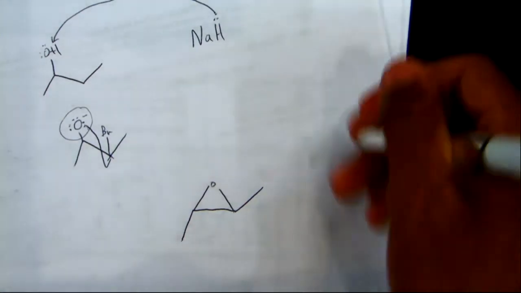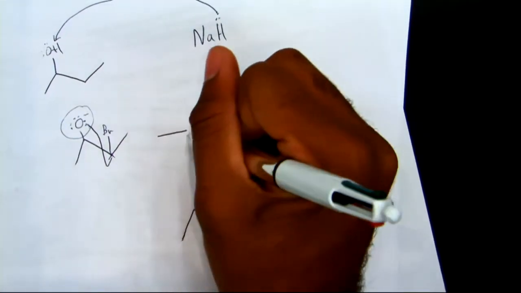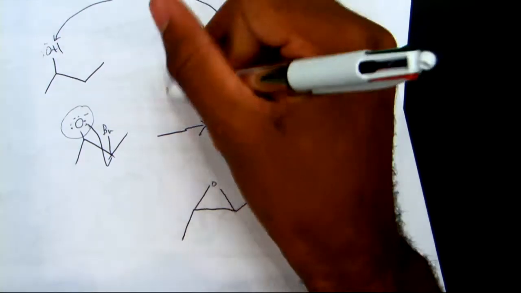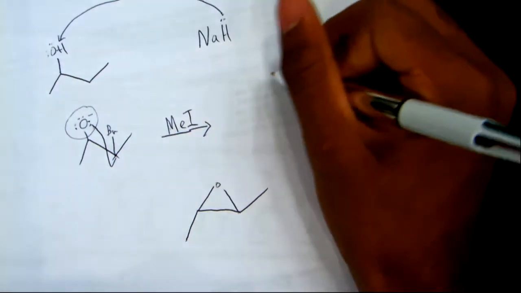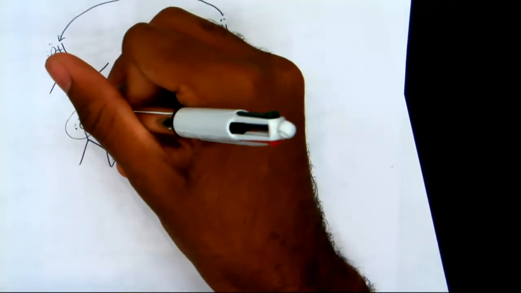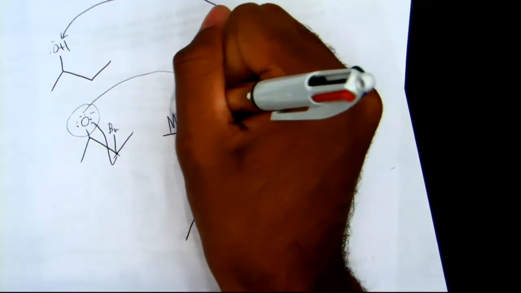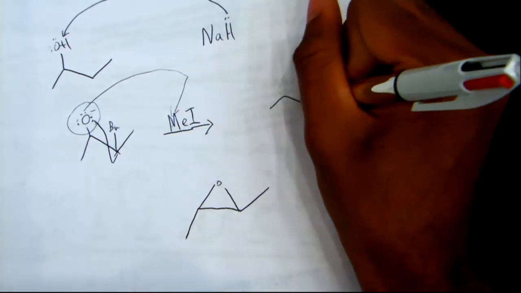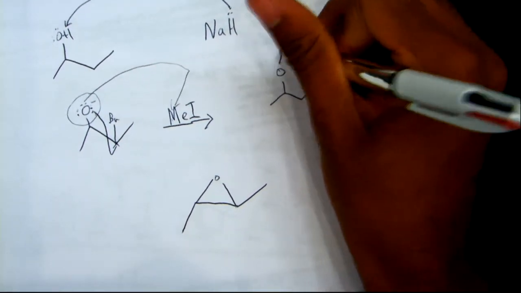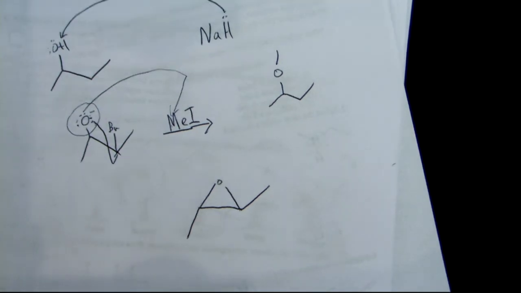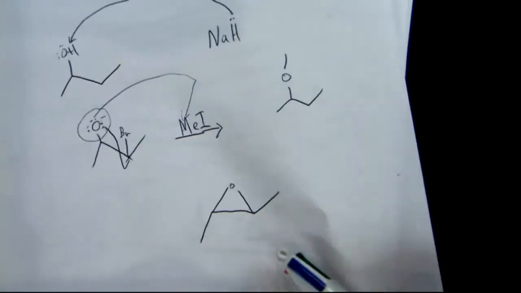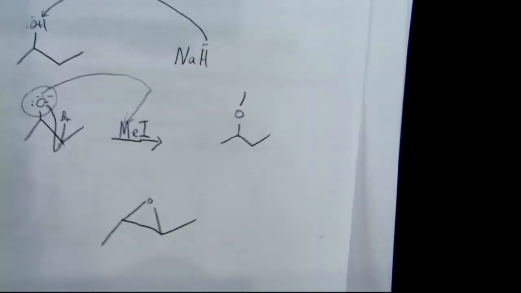It could also do something else, so let's say we were working from here again, but you had a methyl iodide. This lone pair could have instead attacked the methyl, and now it picked up a methyl instead of forming a bridge. So there's many different things you can use with sodium hydride. And that's usually the only time you should see lone pairs on an H doing the attack.